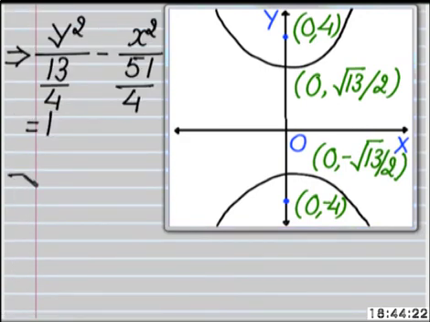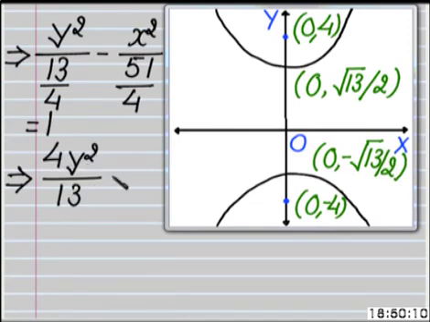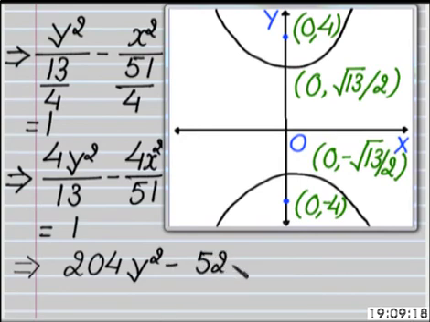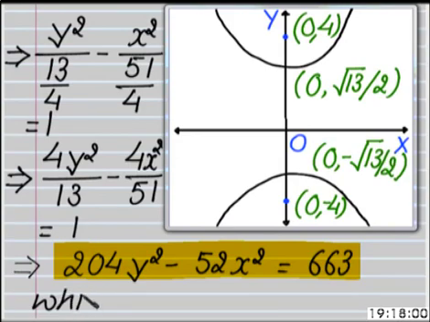Further implies 4y square upon 13 minus 4x square upon 51 is equal to 1, which implies that 204y square minus 52x square is equal to 663, which is the equation of the given hyperbola.